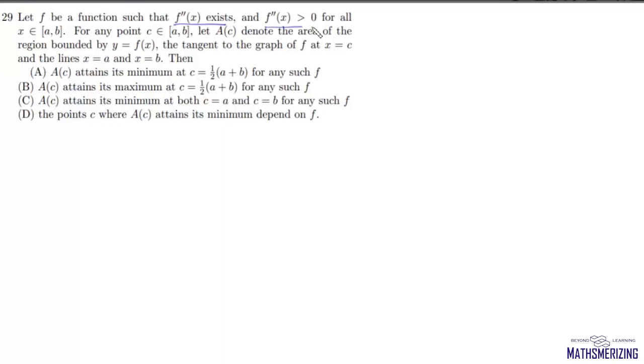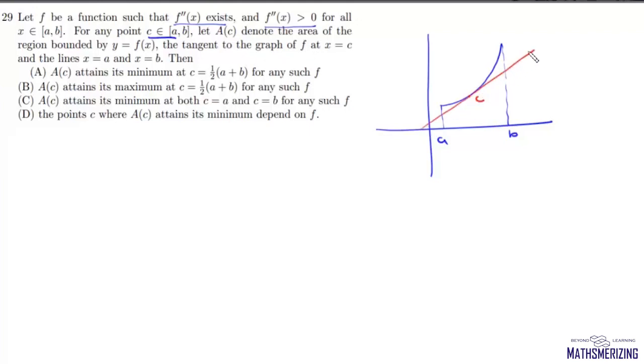Now question number 29 is: let f be a function such that f double dash x exists and f double dash x is greater than 0. So we have this function which is always opening upwards. Then in between A and B, there's a point C, and let AC denote the area of the region bounded by y equals fx and the tangent to the graph of f at x equals c. So we have any point C in between A and B, and if we draw a tangent at C, AC denotes this area.